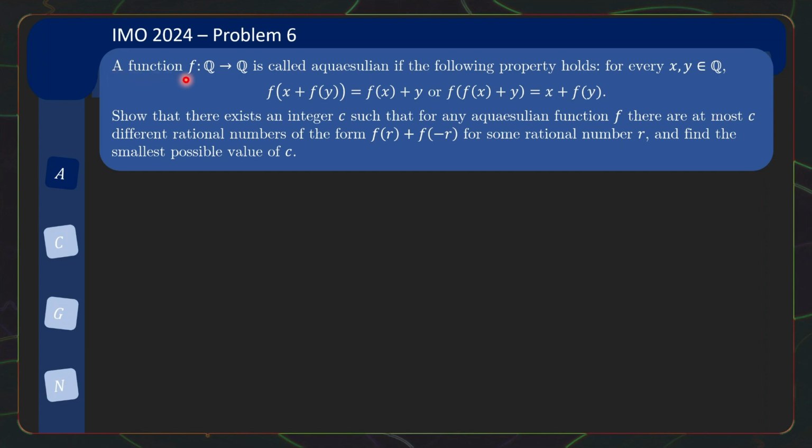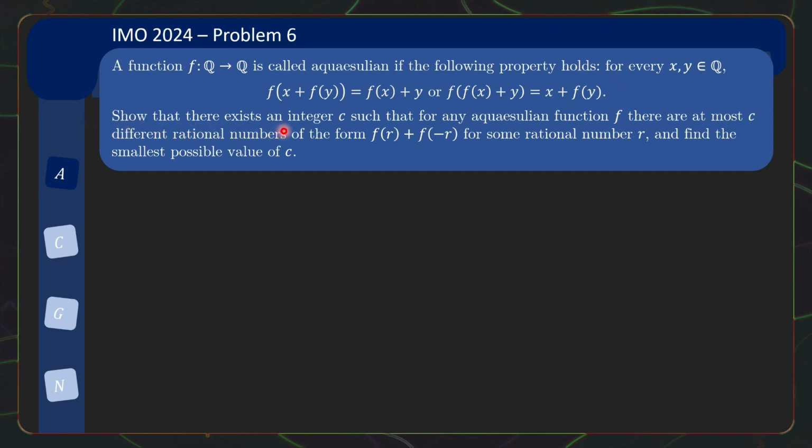A function f from rational numbers to rational numbers is called Archimedean if the following property holds. For every x, y rational numbers, either f of x plus f of y equals f of x plus y, or f of x plus y equals x plus f of y. So this is a bit confusing, which I will try and unpack a little for you later.